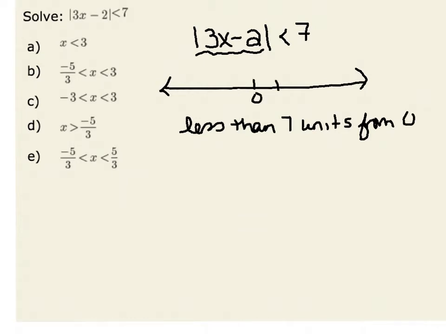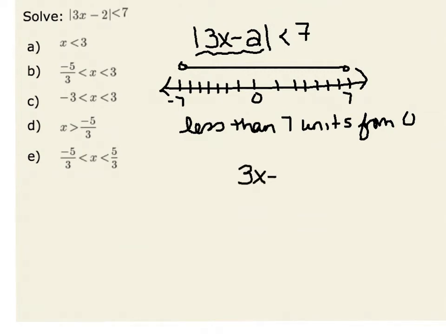Therefore, we want to be between 7 and negative 7. In this case, we want that 3x minus 2 to be less than 7 and at the same time greater than negative 7. This produces a compound inequality. We can solve this simultaneously.